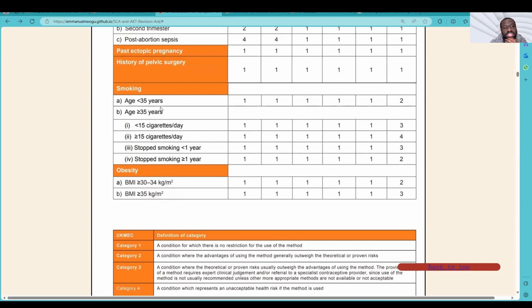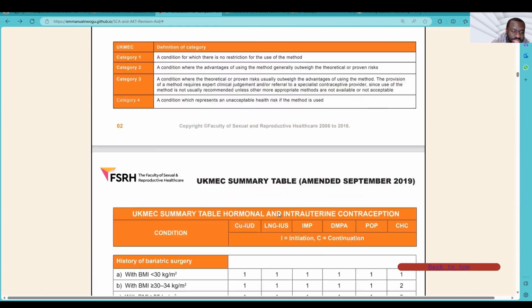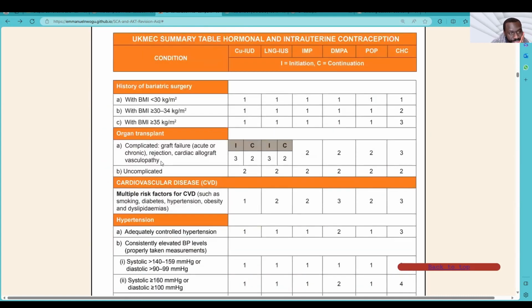It's very important to note age and smoking, and how smoking relates to age, because it's coming in the exam. Maybe you're discussing with a patient who is 34, or a patient who is 40 and currently smoking maybe 10 a day. So the patient is 40, smoking 10 a day, which is less than 15. So you would still advise against a combined pill.